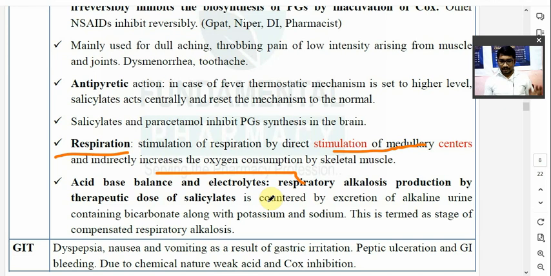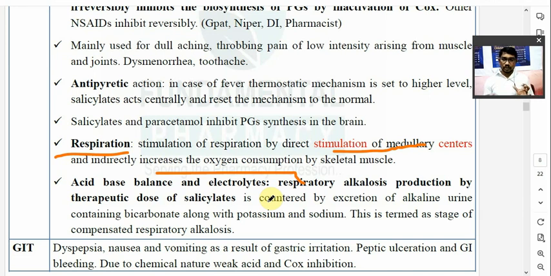And increase the production of carbon dioxide that is released in the blood. So if there is increased production of carbon dioxide in the blood, carbon dioxide itself is a potent stimulator for respiration. Carbon dioxide बढ़ गया तो और ज़्यादा respiration बढ़ता है. Right? So aspirin directly stimulates the medullary center for respiration, as well as by increasing the oxygen consumption in the skeletal muscle, it increases the production of carbon dioxide. And the carbon dioxide again stimulates the respiration. Right? So ultimately respiration is increased.